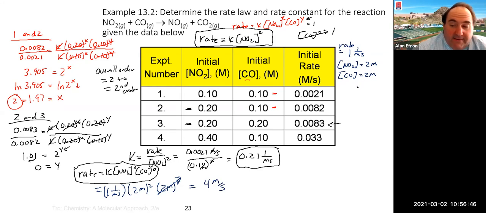So what happens then if I double my CO, just like I talked about in the previous one here? If I double the CO, my NO2 would still be 2. This would actually still be 1. Get my eraser there.